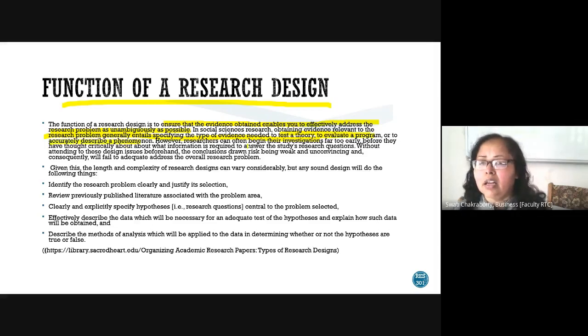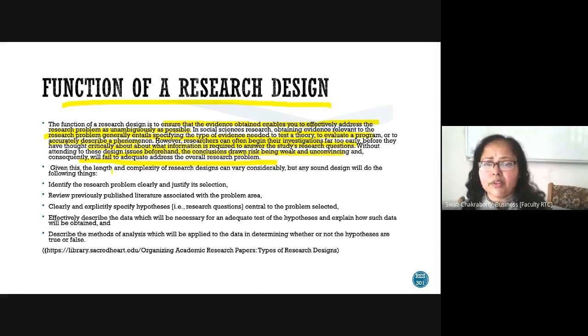Okay, but researchers can often begin their investigations far too early, before they have actually done a critical review regarding the information that is required to answer the research questions. So without attending to these design issues beforehand, what happens? The conclusions that are drawn become risky, very weak, and unconvincing. And so what will happen? It will fail to address the overall research problem.